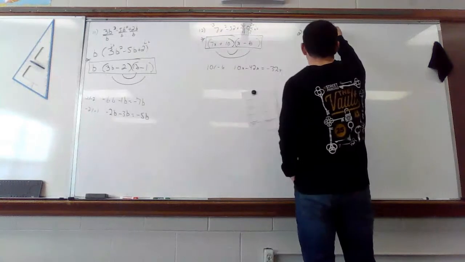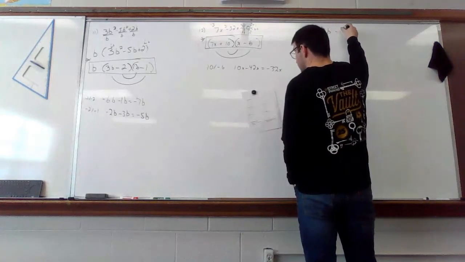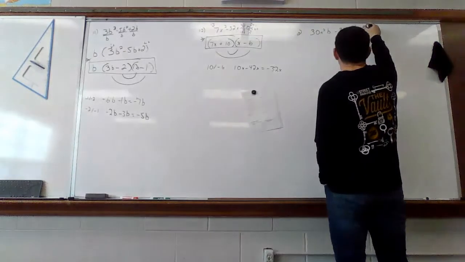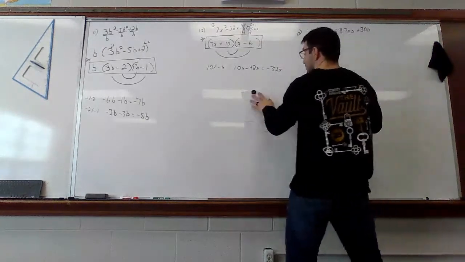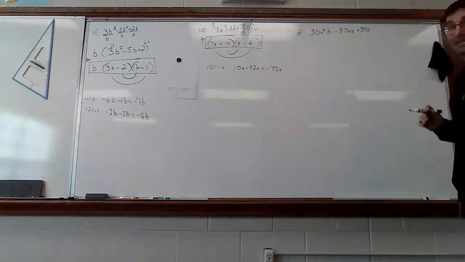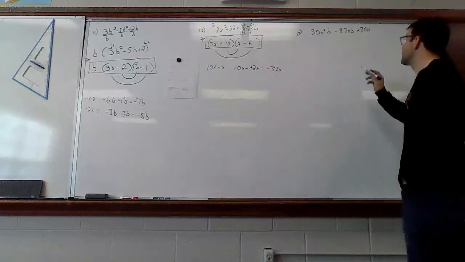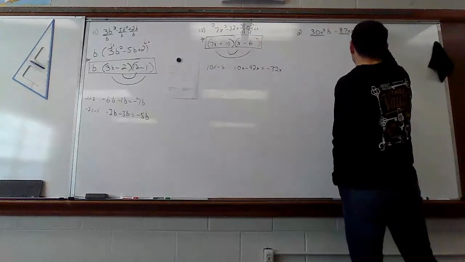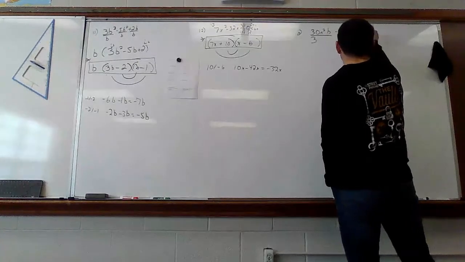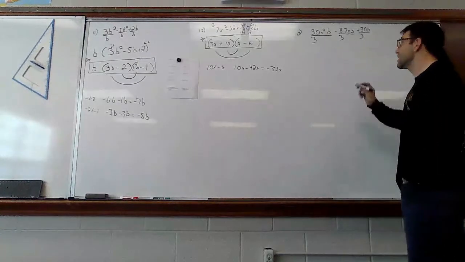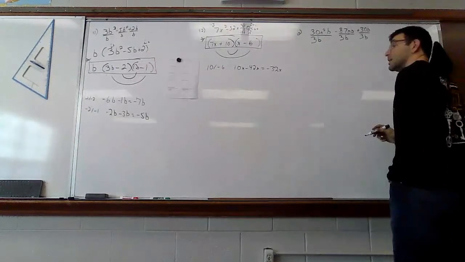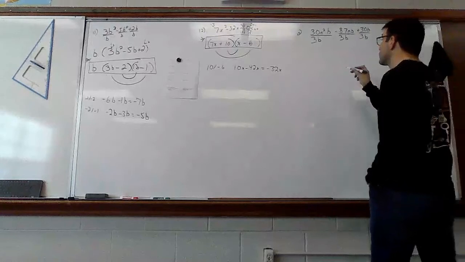Number 13 is 30. Oof. 9n squared b minus 87nb plus 30b. Okay. So in this case, there is a GCF. A 3 can get divided into all of them. Well, what else is the same in all of them? A b. So I can factor out a 3b from everything.